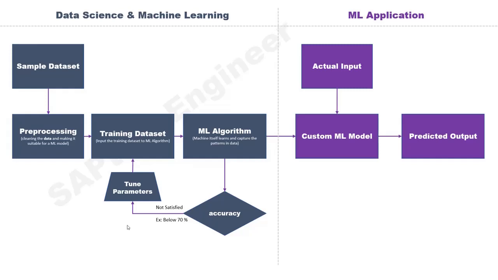After the machine learning algorithm identifies those patterns and builds the custom machine learning model, it will be ready for the machine learning based application for further consumption. So at this point, we are ready with our custom machine learning model. Now it's time to build the application on top of it. In this application, we'll simply give the input to the custom machine learning model to predict our output.